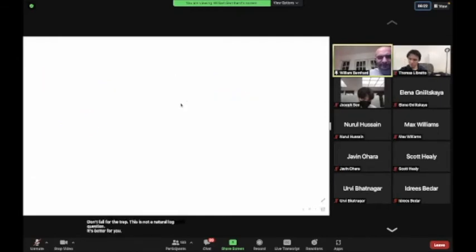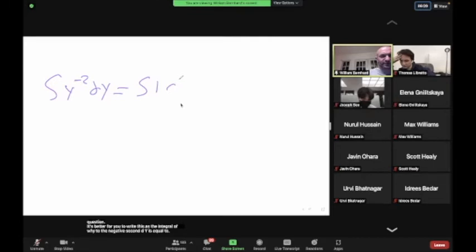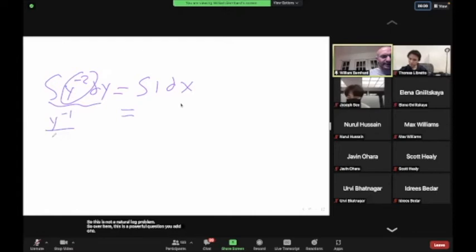It's better for you to write this as the integral of y to the negative second dy is equal to the integral of 1 dx. So this is not a natural log problem. This is a power rule question. You add 1 and divide by the new power. And on the other side, no plus c on the y side as per the last example. And over here, we wind up getting x plus c.